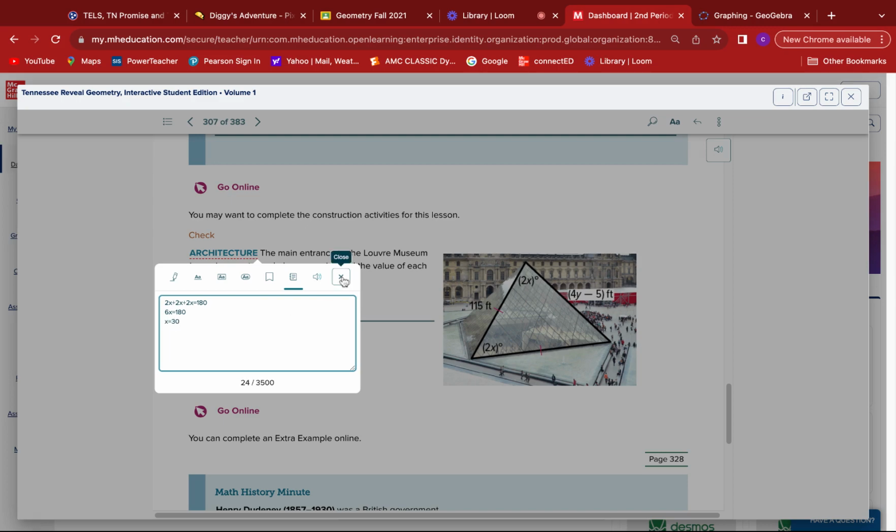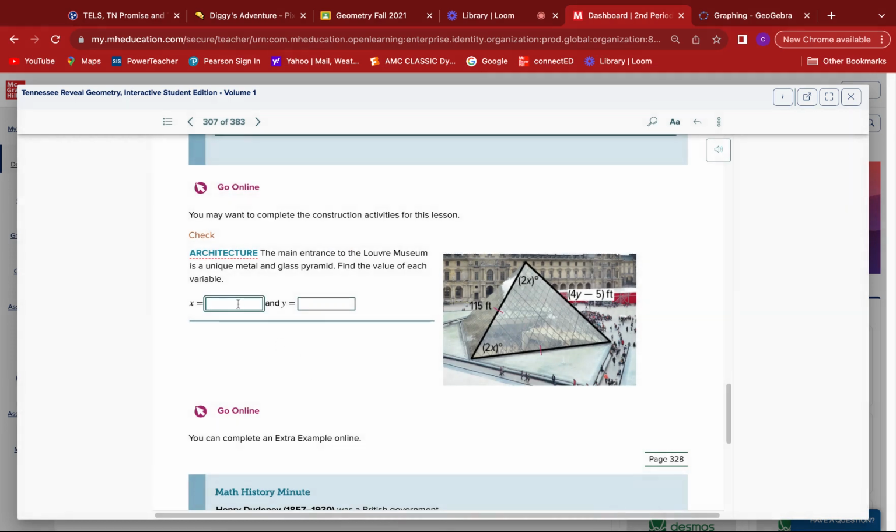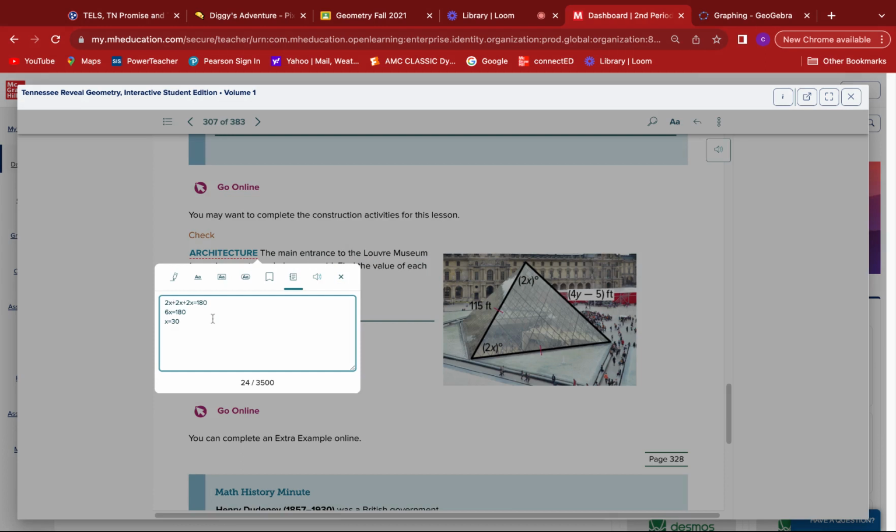All right. X is 30. Now listen, if you substitute that in, 2 times 30 is 60 degrees. So I got a 60-degree angle, a 60-degree angle, a 60-degree angle. So this is actually an equilateral triangle. And how that's going to help me is I now know what to set for y minus 5 equal to. I'm going to set equal to the 115. So it's going to solve for y. 4y minus 5 equals 115 because it's an equilateral triangle.